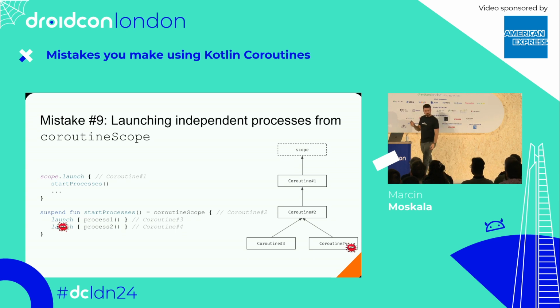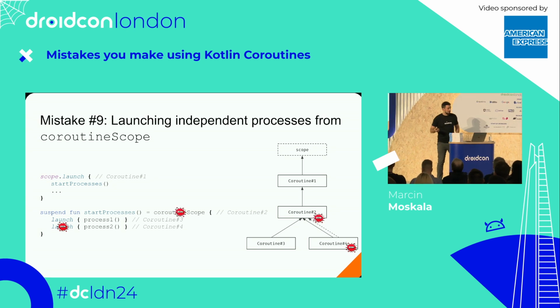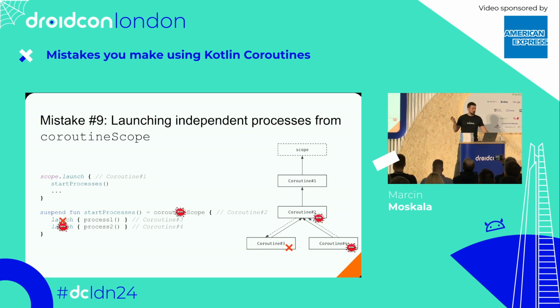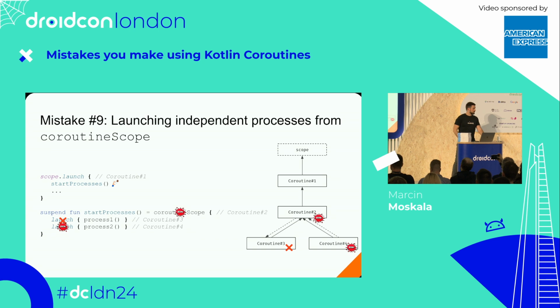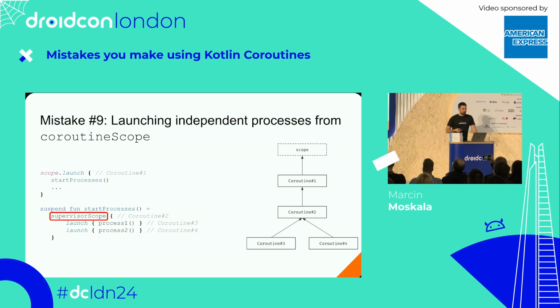What happens if one of them has an exception? Boom. The coroutine scope gets destroyed, cancels other children, and throws the exception. Yeah? For independent processes, that's probably not what you want. If you have independent processes, you should use supervisor scope. Supervisor scope, again, ignores its children's problems. And so an exception in launch gets ignored, and nothing gets canceled.